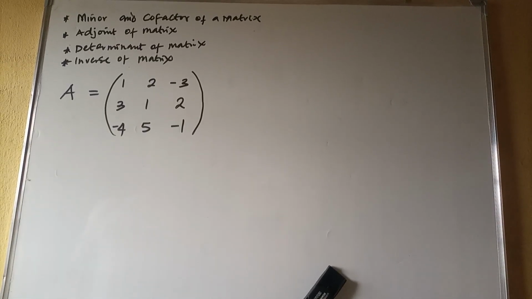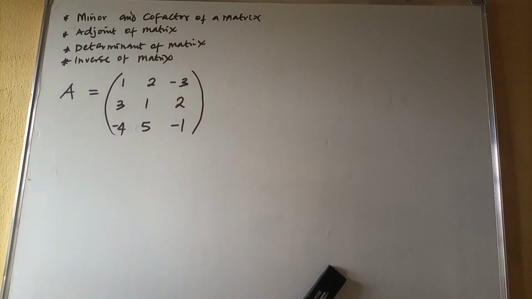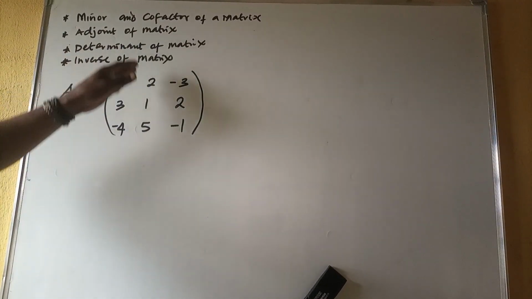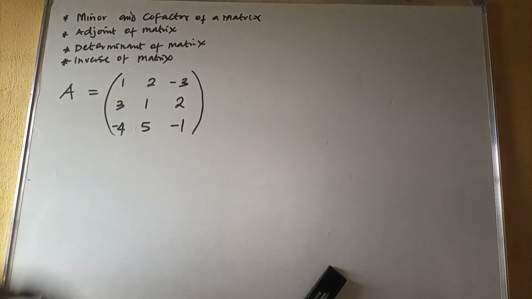So we're going to look at the minor and cofactor of a matrix, in this case a 3 by 3. We look at the adjoint of the matrix, the determinant of the matrix, and the inverse of the matrix.